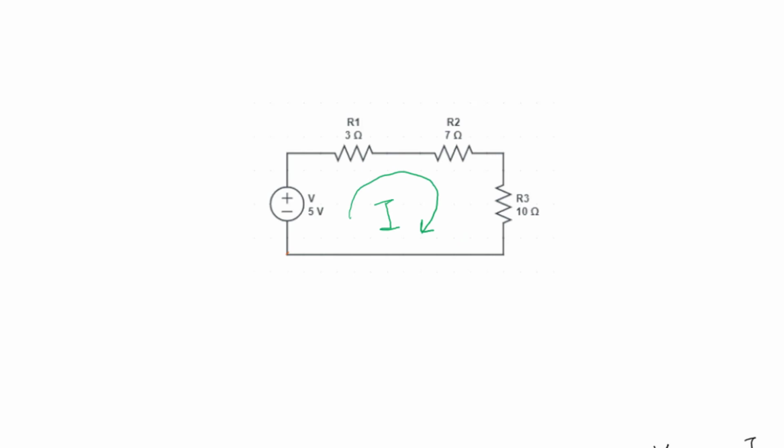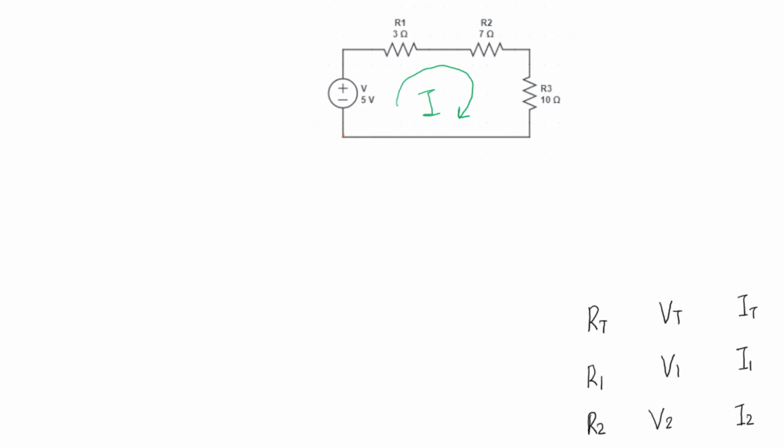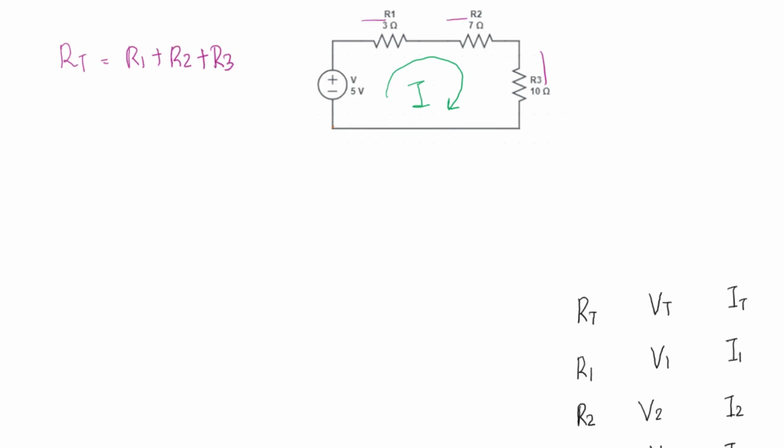Now for a series circuit, we have certain characteristics that I'm going to write down over here for your ease, which is R total is equal to the sum of all the resistors, which is R1 plus R2 plus R3. The current that flows through the network is the same in all the resistors, so I total would be I1 equals I2, which equals I3, and the total voltage drop is also the summation of all the voltage drops across the resistors. So that would be V1 plus V2 plus the voltage drop across resistor 3.